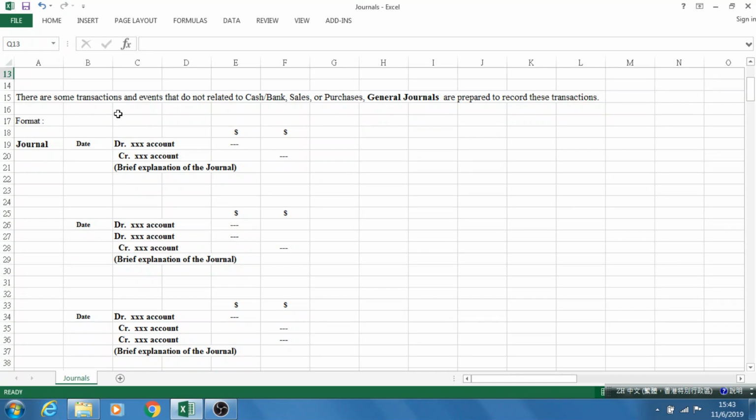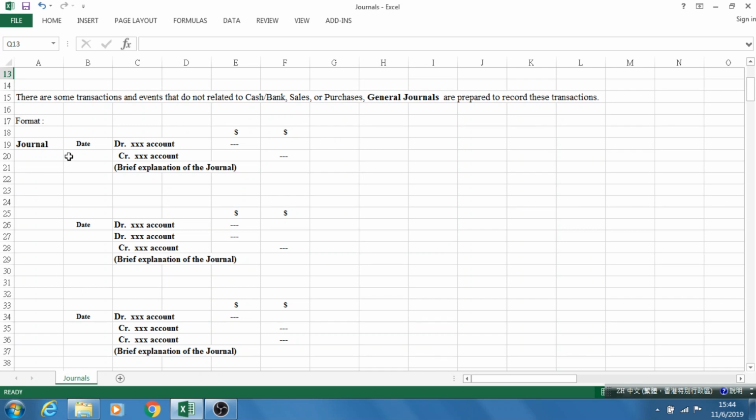There are some transactions and events that do not relate to cash, bank, sales, or purchases. General journals are prepared to record these transactions. These are some formats of journal.